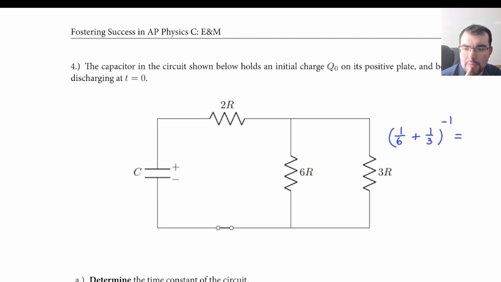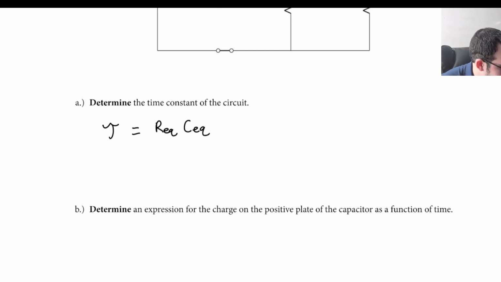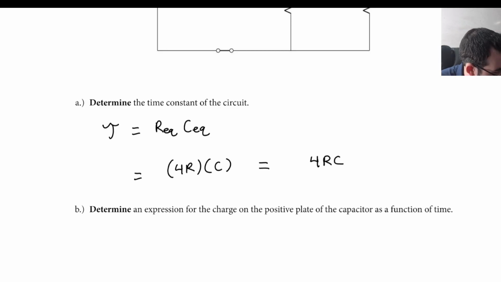And here's a quick trick for doing parallel in your head if possible. If you're combining two, and again, this is only two resistors in parallel, you can always find the equivalent resistance by doing the product divided by the sum. So I actually know that this in my head is going to be 18 product over 9 sum, which is 2. I always like to use 6 and 3 because 6 and 3 works out very nicely. So then notice I just have a 2 in series with another 2, so 2 plus 2 is 4. So this is 4R times C. So my time constant is 4RC.